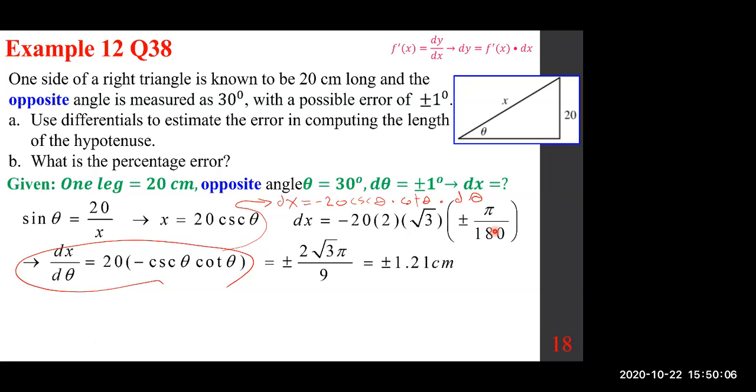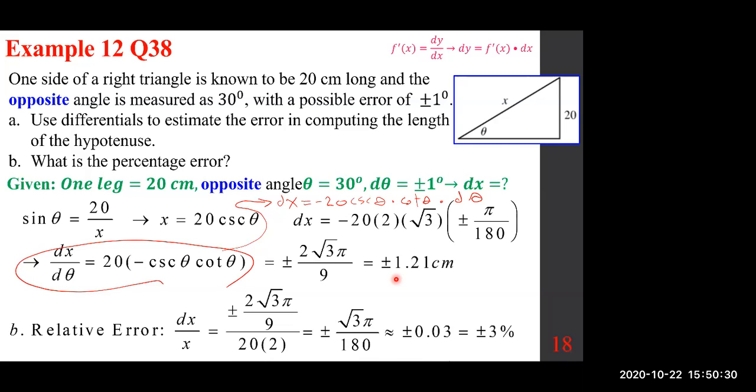Now, what is the relative error? By definition, it is the amount of increase or decrease over the original amount, so dx over x, class. That's it. If you want to go with the precise dx that you found, or you can go with this, either way it's fine, and you come up with this answer, plus minus about 3.03, or plus minus 3%.